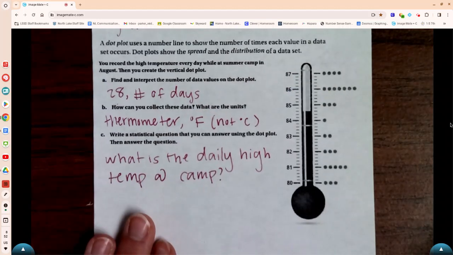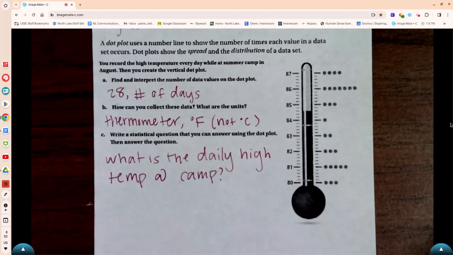Now, if I asked you to answer that question, we obviously know there's not one answer. It was a different temperature every day, but what would maybe be a good answer? How could you maybe answer that question if I asked you what was the daily high temperature at camp? Logan? Sure. What if I actually asked you to give me a number? What might you say?